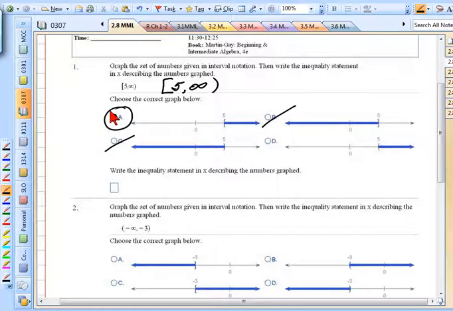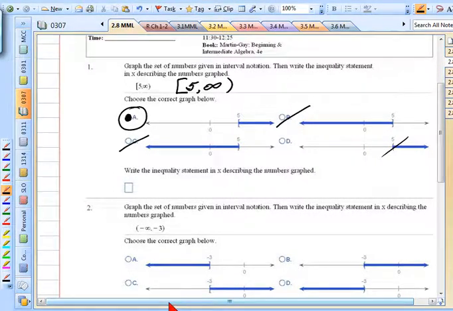Choice A is correct because this parentheses is what tells you that's not the right one. Now the last part says to write it as an inequality. As an inequality, you must start with the variable in question, so I'll put X, since they told me to use the letter X.